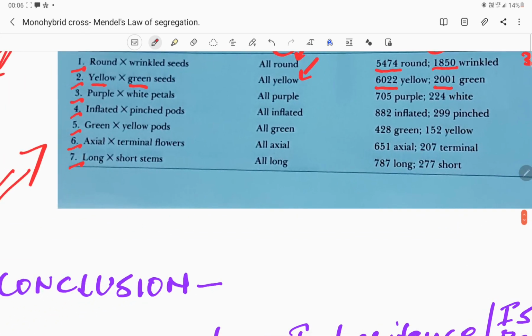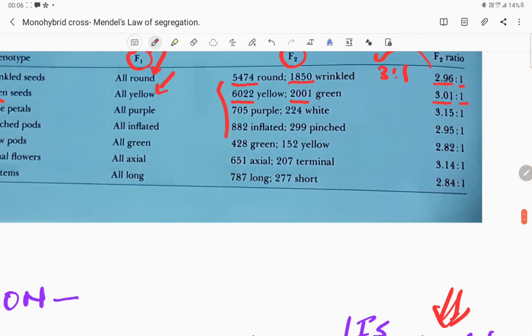Now, if you look at all of these 7 traits and the number of seeds he obtained, or the flowers or seed pods that he saw, look at the F2 ratios: 3.15, 2.95, 2.82, 3.14, 2.84 is to 1, all of them. These are not perfect 3:1 ratios, but close to 3:1 ratios.